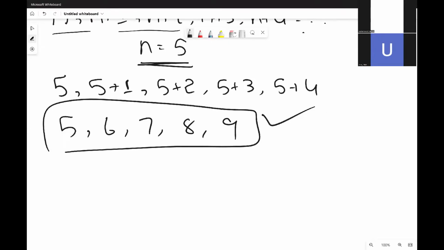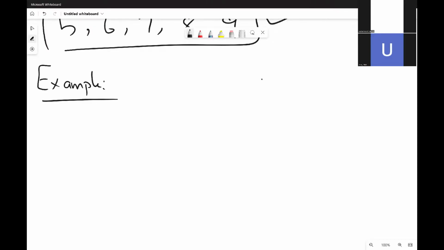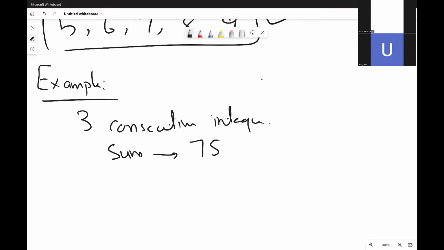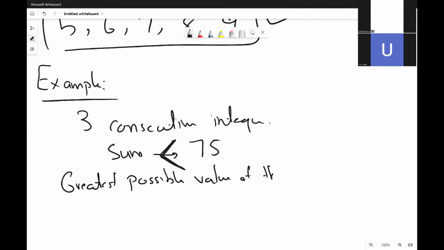Let me move on. Now we're moving on to an example question. The question says you have three consecutive integers. The sum of these three integers is less than 75. When you add these three integers, it will be less than 75. What is the greatest possible value of the smallest of the three integers?